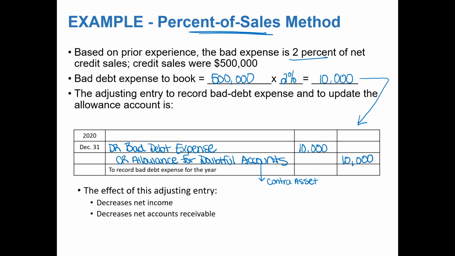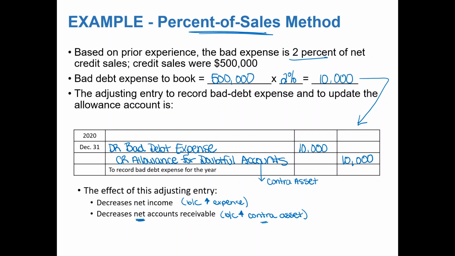Okay, so by doing this entry, the effect that we have is a decrease to net income. And that's because we increased an expense by debiting bad debt expense. More expenses means a lower net income. And we're also decreasing net accounts receivable. And again, because we increased that contra asset. And a contra asset has the opposite normal balance, this credit. So it's bringing down the net AR amount, which has a normal debit balance.